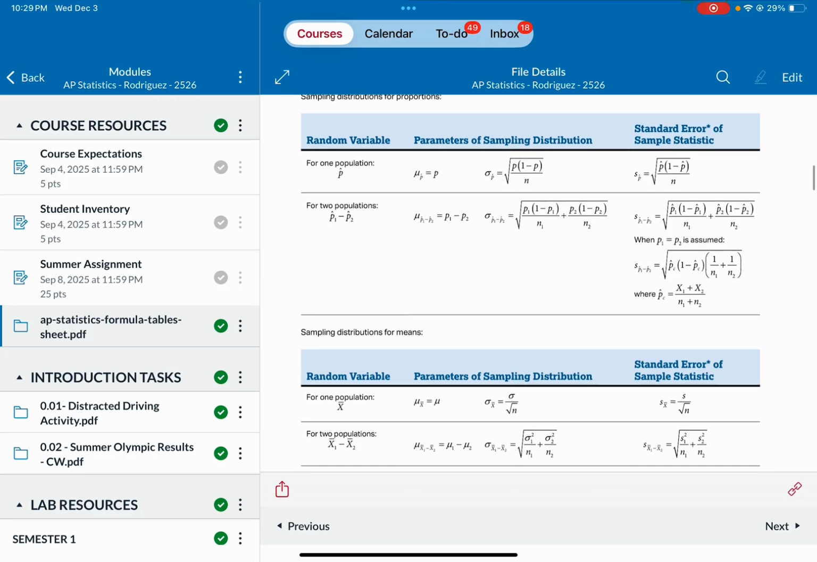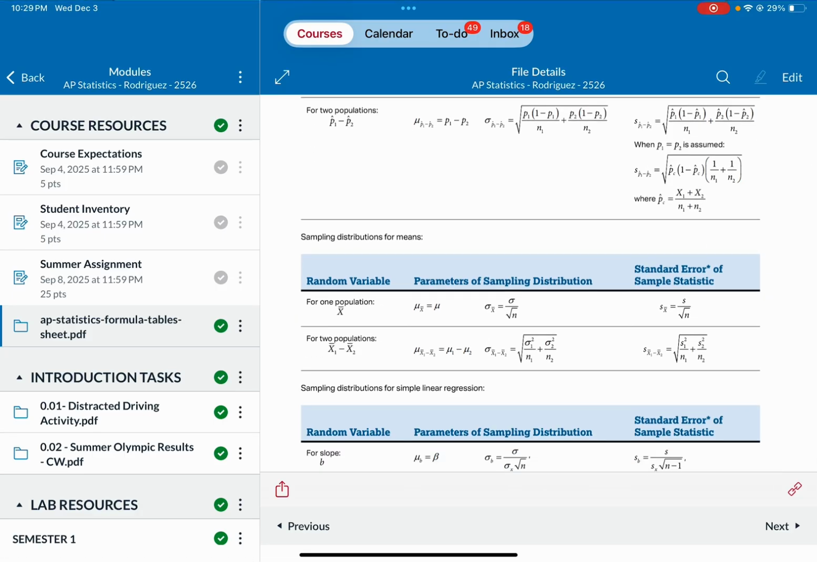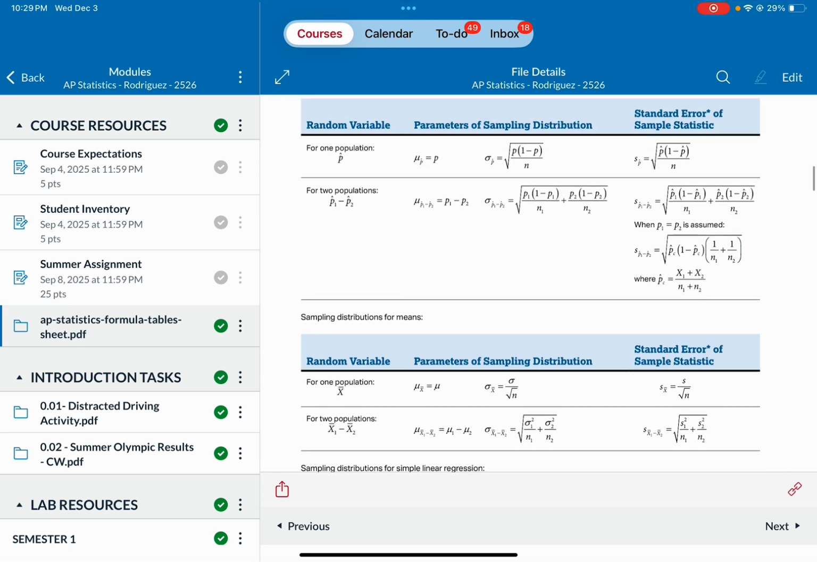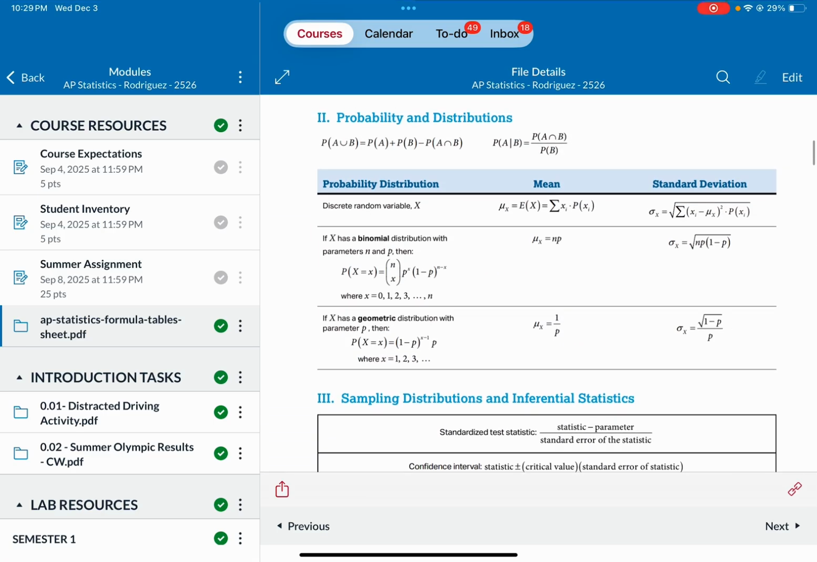But notice the parameters of the sampling distributions. All the formulas are there. And if you scroll down, you also see the formulas for the means, the random variable for one population or for two populations. You can see that right there on the reference sheet. Again, do not worry about standard errors. We are not ready for that yet. So please be aware, but you have all the formulas right there for you, in addition to the binomial and the geometric distributions.